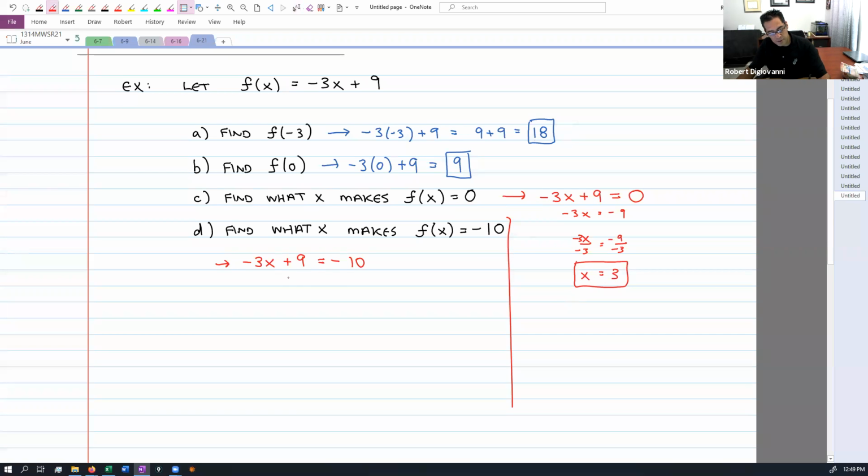This one, I would have to subtract 9 on both sides, get negative 3x equals negative 19. And then divide both sides by negative 3 again. You get x is equal to, well, this is a decimal. I'm just going to leave it as 19 over 3 and just leave it as that answer right there. And it's positive because I had negative divided by negative.